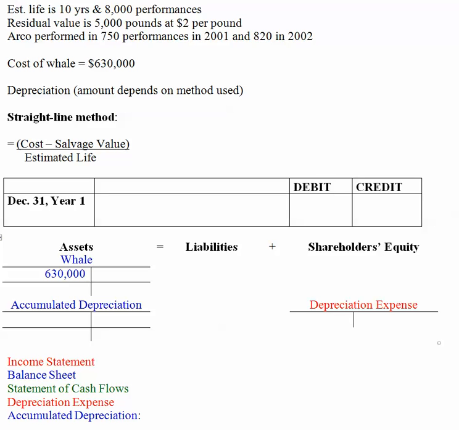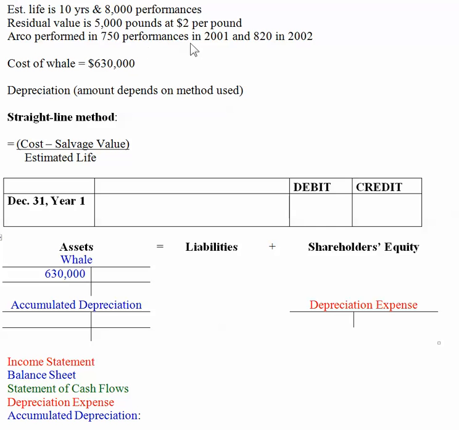In a previous video, we were SeaWorld and bought Arco, the killer whale. Management of SeaWorld had estimated that the whale they bought would last for 10 years, and in those 10 years, it expects to get 8,000 performances. At the end, management estimates that they'll get $10,000 at the end of the whale's useful life. Residual value is also called salvage value, so those terms are interchangeable.